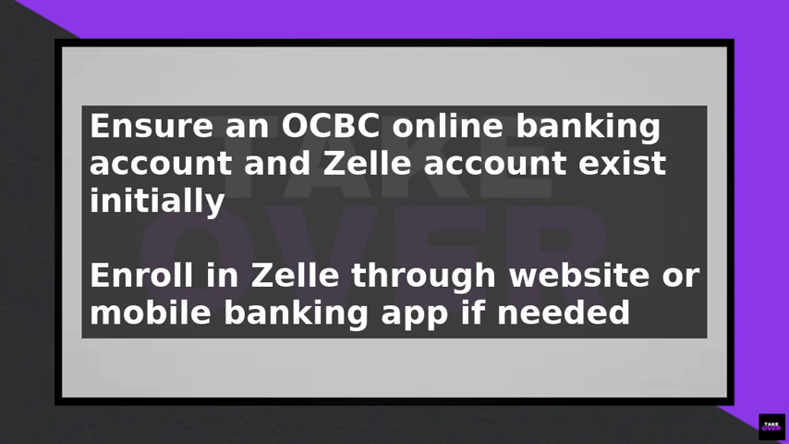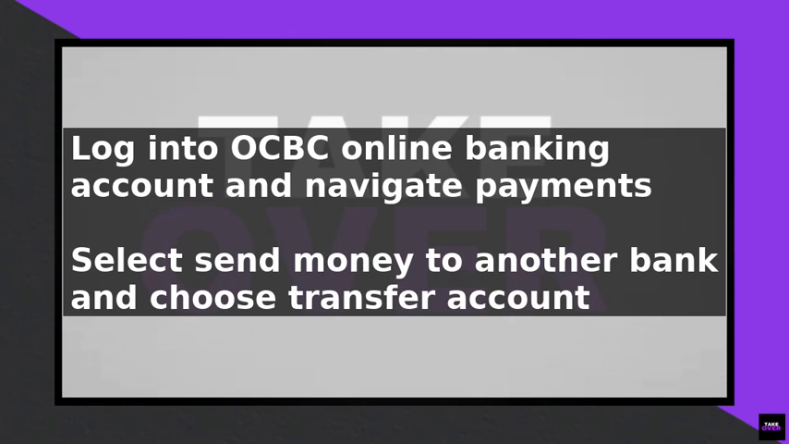Navigate to the Payments or Transfers section and select the option to send money to another bank. Choose the account you want to transfer from and the amount you want to transfer. Next, you need to add the recipient, which in this case is the Zelle user. You will need the recipient's email address or mobile number associated with their Zelle account.